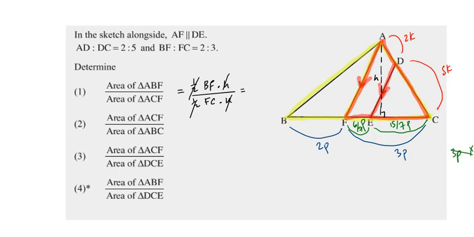What is BF? It is 2P. What is FC? Now remember, our FC is given already, it is 3P. We don't have to worry about that. So the answer is simply 2 over 3. Easy stuff. Quite easy, smooth. Perfect. Let's go to the next one.